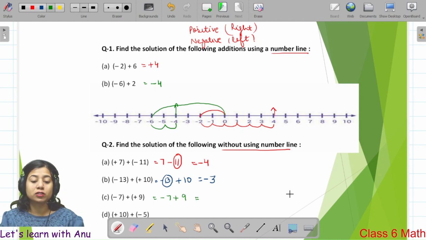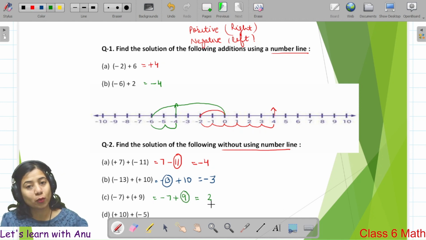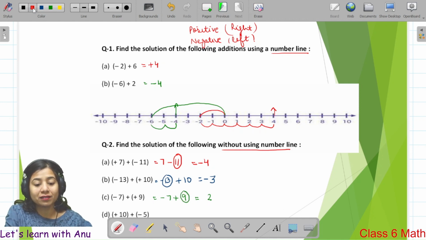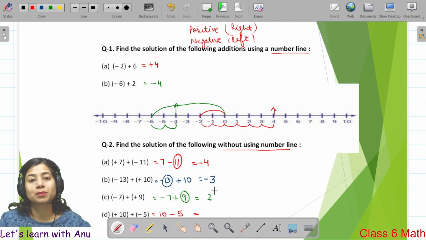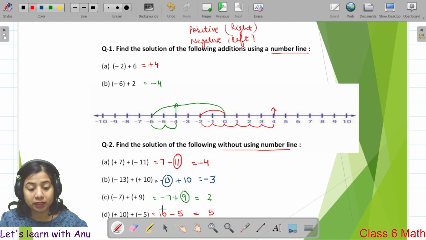Again opposite signs, so subtraction is going to happen. So it's 2. The sign will come off the bigger number, that's 9. So it's positive 2. Then we have the D part, 10 plus of minus 5. So it's 10 minus 5. Opposite signs, so subtraction. So it's 5. The sign will come off the bigger number, that is 10, so it's positive 5. I hope everyone is clear.